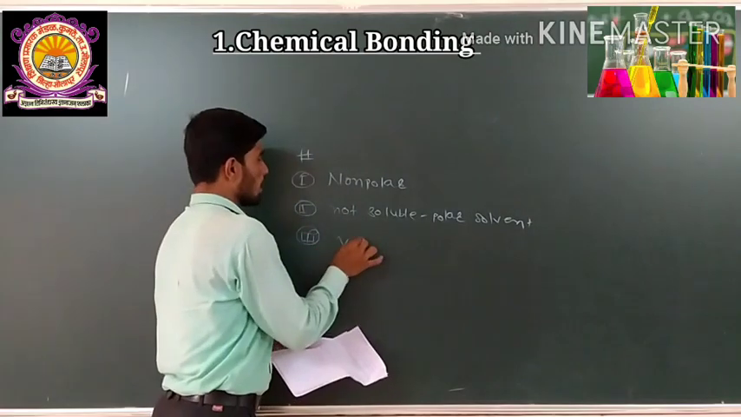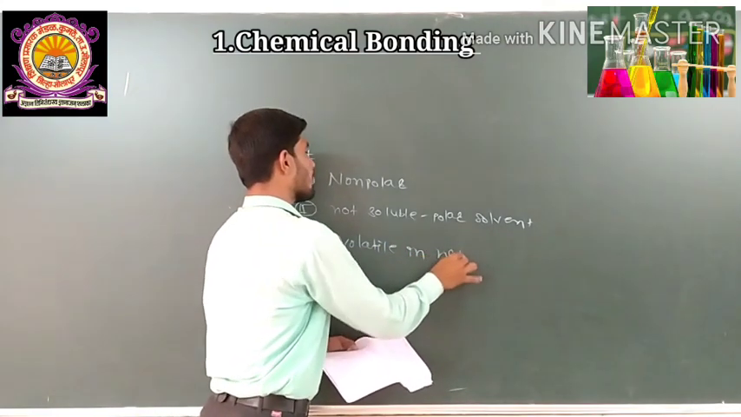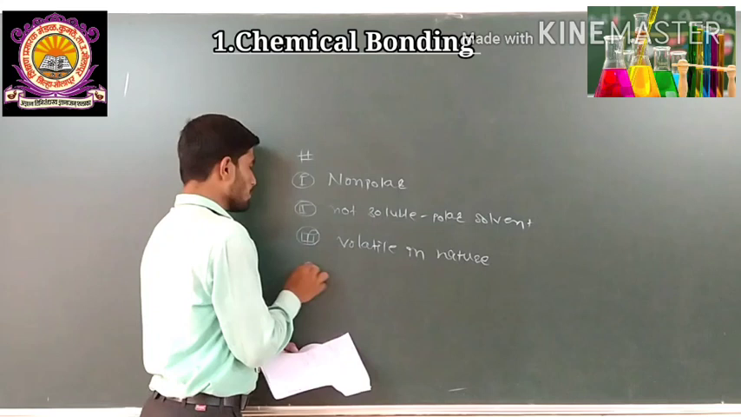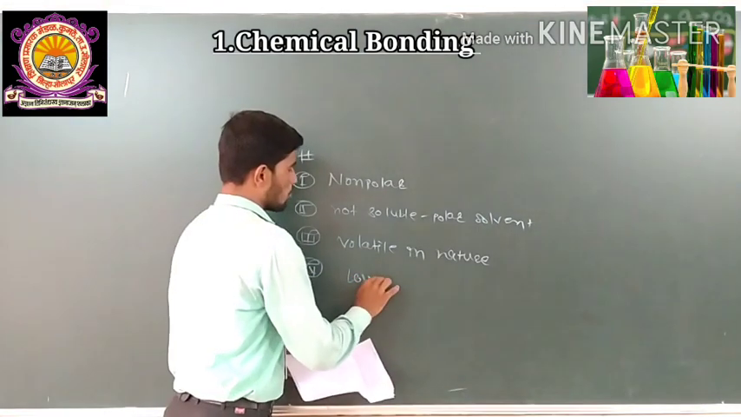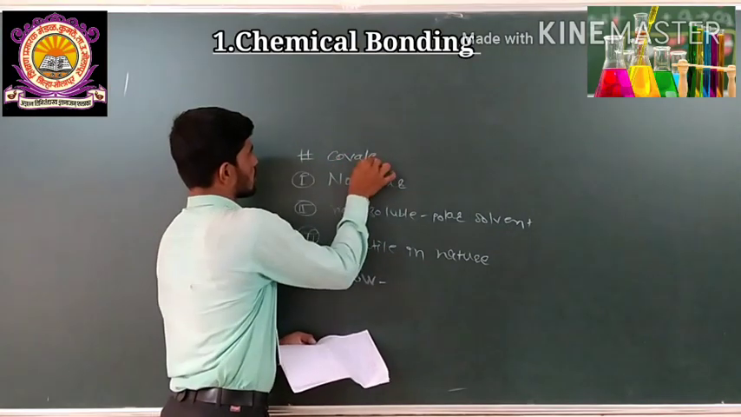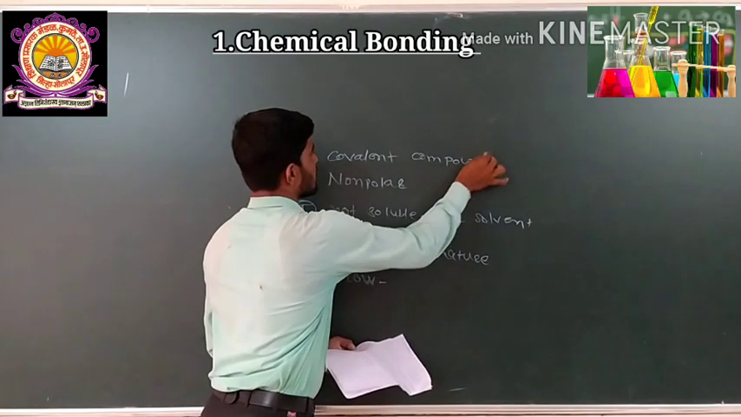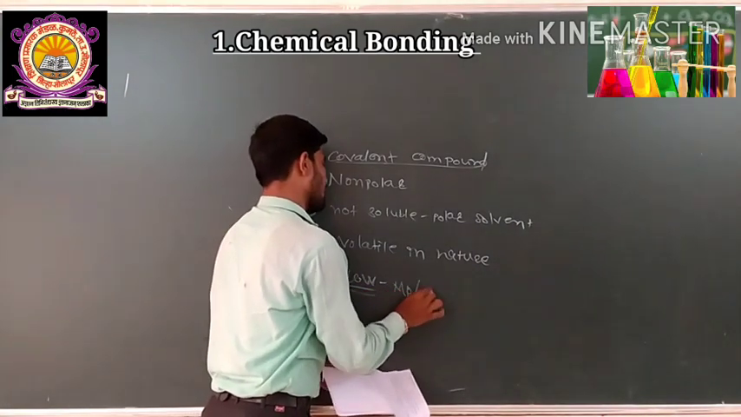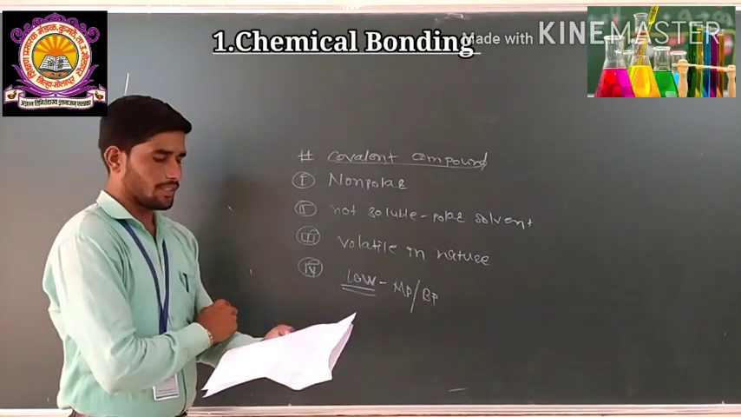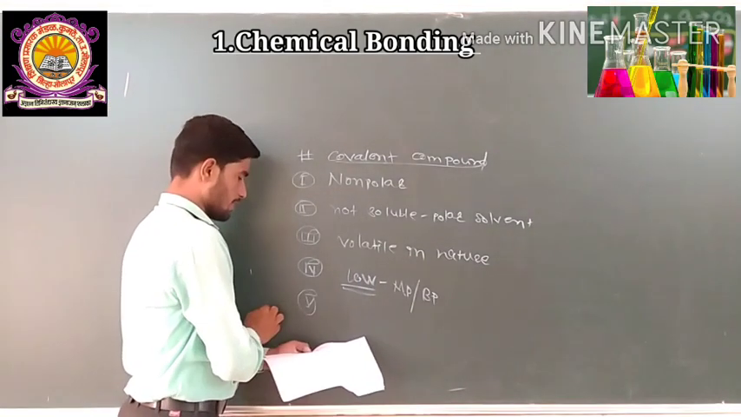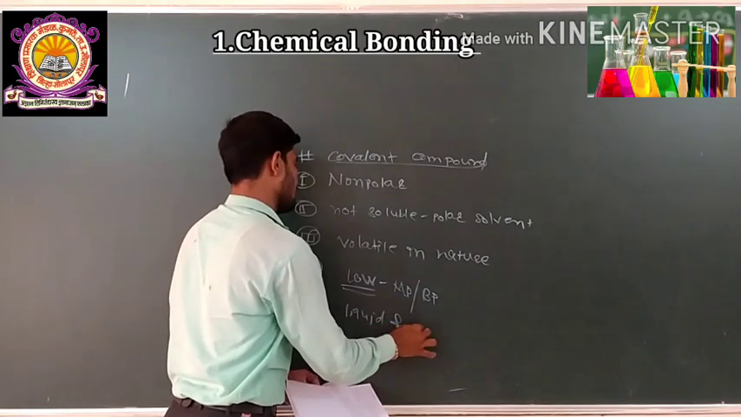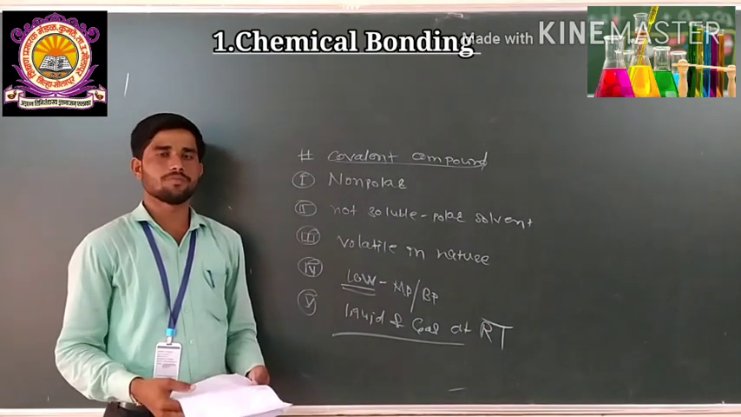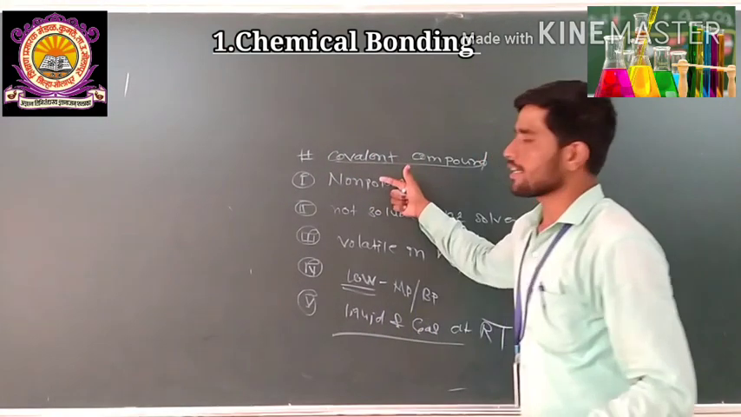Covalent compounds are volatile in nature. That means when we release these compounds into nature, they are volatile, and there is a possibility that they fly away. The melting point is a very important property of any compound, and in covalent compounds the melting point is very low, low MP and BP, melting point and boiling point. And these compounds are present in liquid state and in gas state at RT, meaning room temperature. So in this way we have seen their different characteristics.